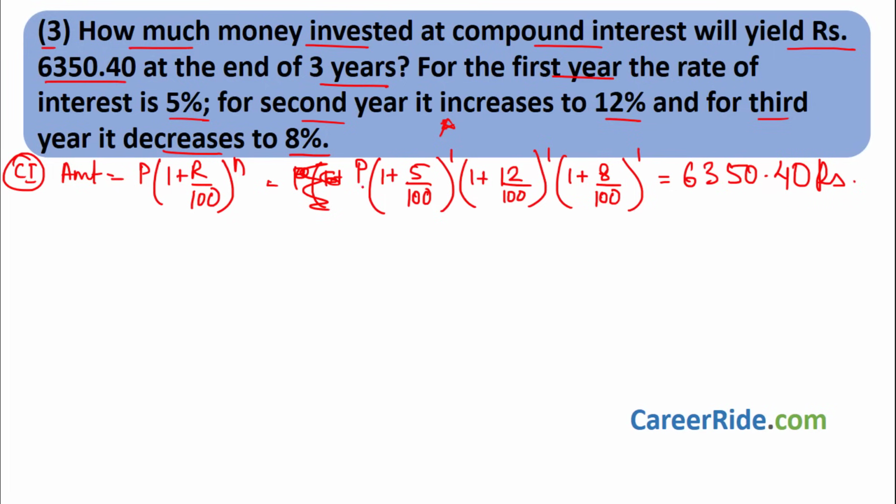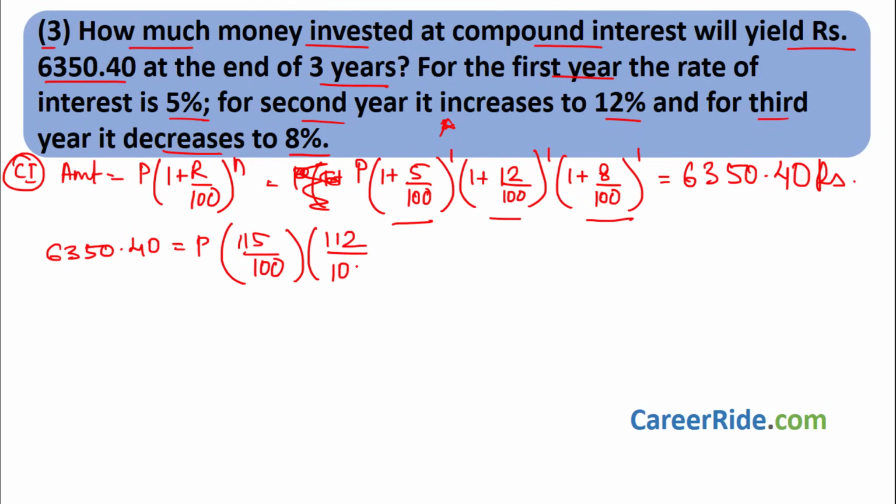Now take a look over here. We have not written P all the times. We have just written P once, that is principal, and only the rate of interest changes, or that unit gets repeated year after year. P does not get repeated. Okay. So let's solve it. What do we get? 6350.40, that is the amount, would be equal to P into 115 upon 100 multiplied by 112 upon 100 multiplied by 108 upon 100.